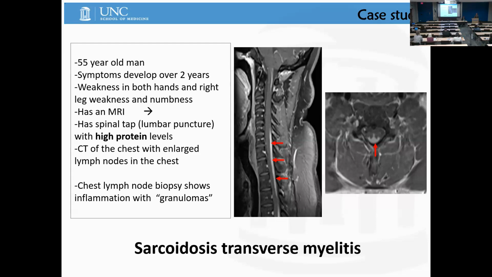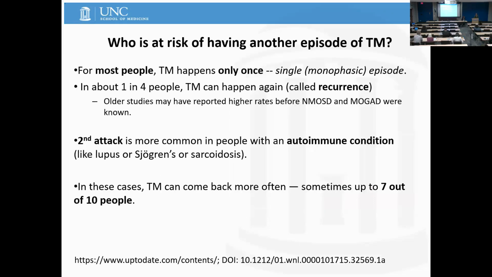And then there's a specific sign that we see there in the spinal cord MRI going from top to bottom called trident sign, which can also sometimes point us towards sarcoidosis. So this is just an example of a specific autoimmune disease that we often see in the transverse myelitis clinic that can cause a TM.